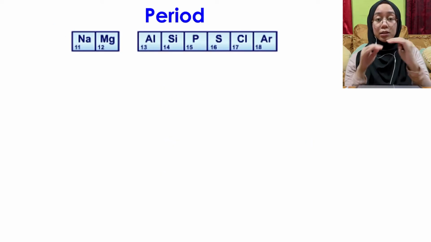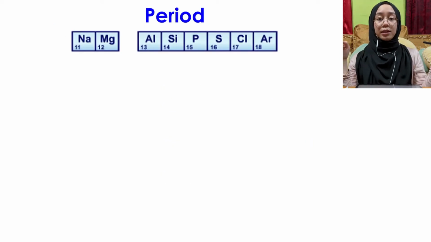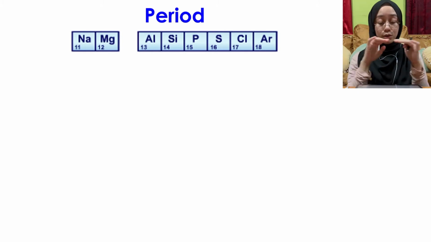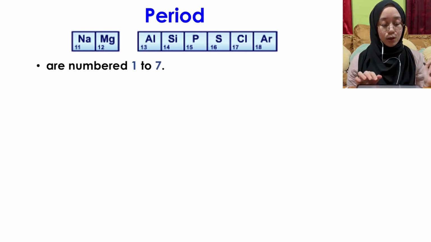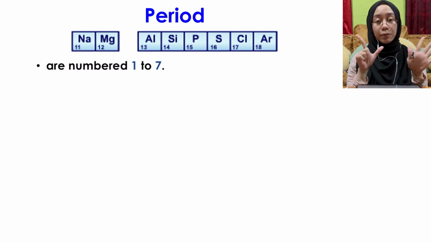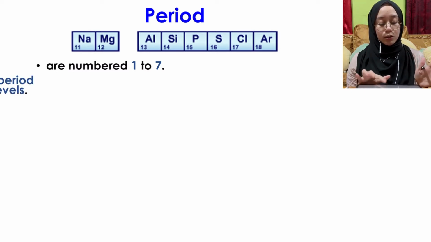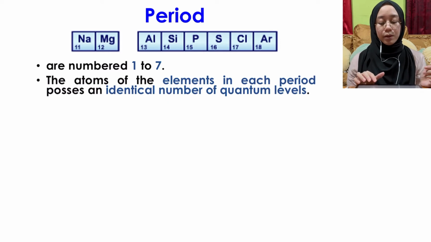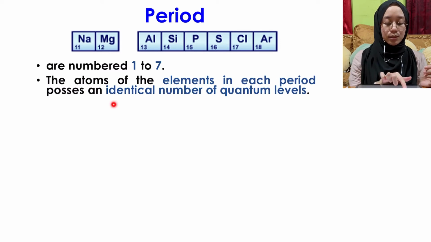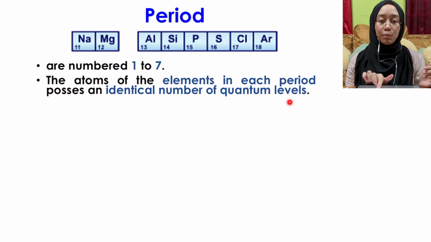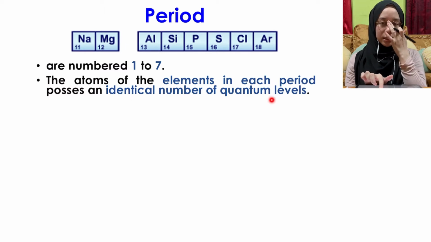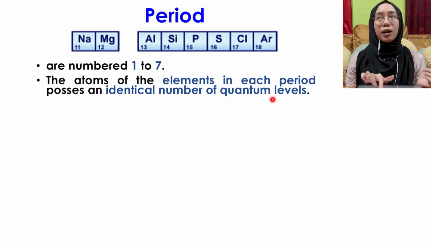So period is the horizontal row. Okay. So they are numbered 1 to 7. Okay, so we have 7 periods in the periodic table. The atoms of the elements in each period possess an identical number of quantum levels, meaning they have the same number of shells if they are in the same period.